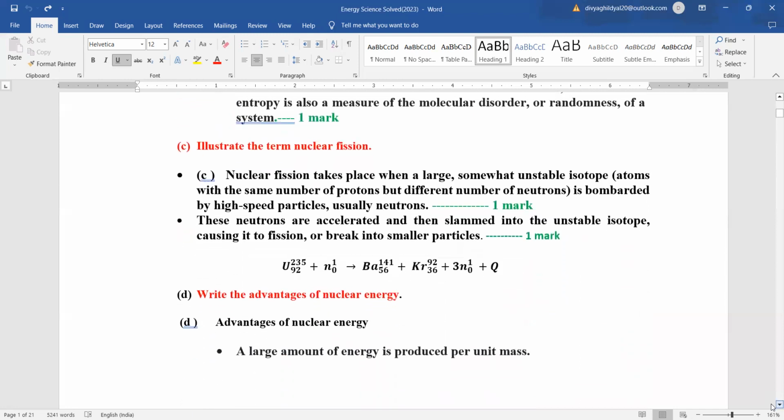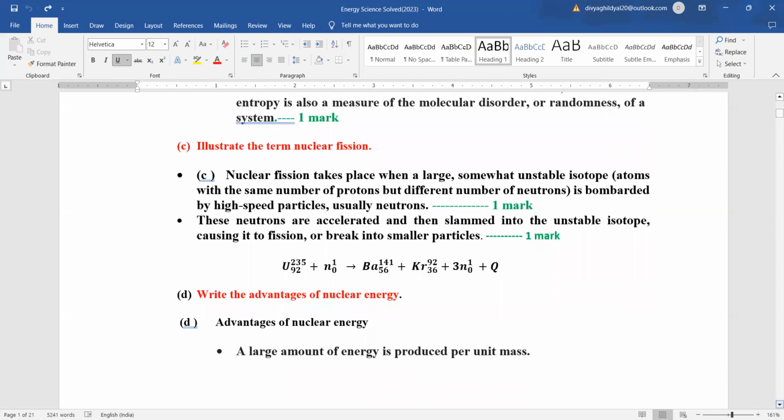Illustrate the nuclear fission. Nuclear fission takes place when large unstable isotope is bombarded by high-speed particles. Since these are 2-mark questions, 1 mark you will fetch for explaining the term, and another 1 mark if you give an example. That will fetch you more higher marks. Full 2 marks you can get for these answers.